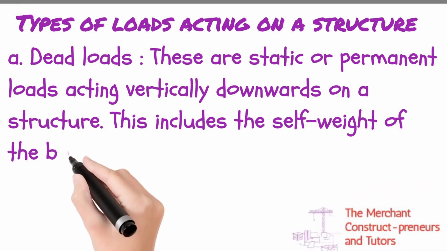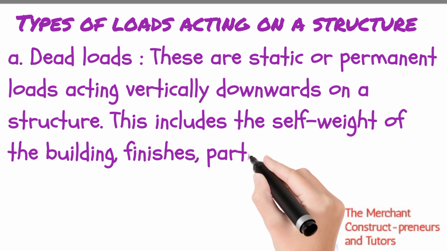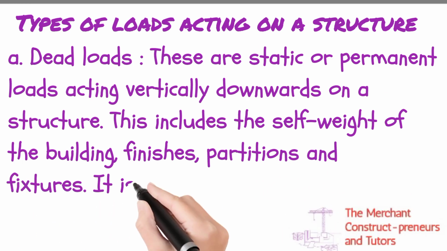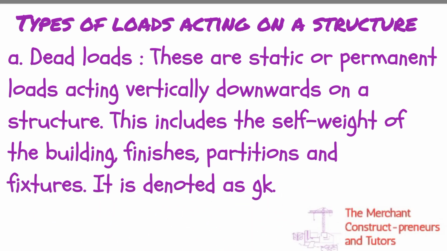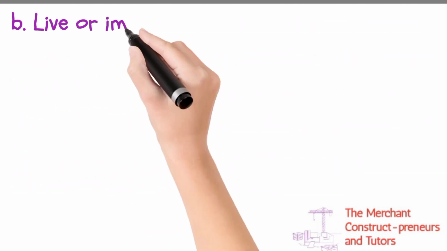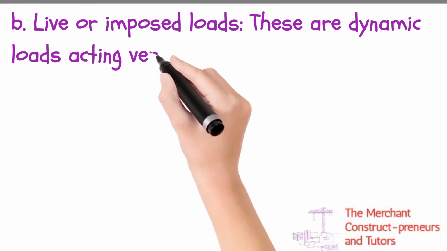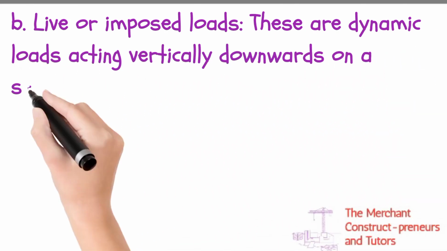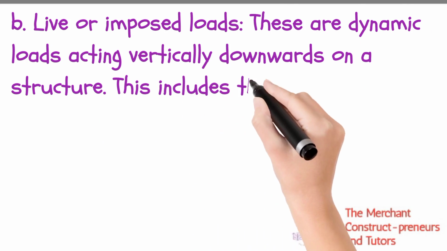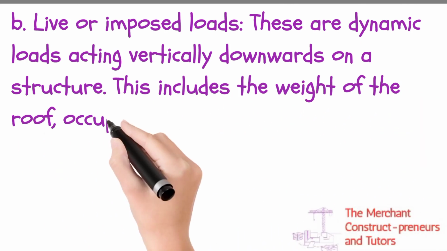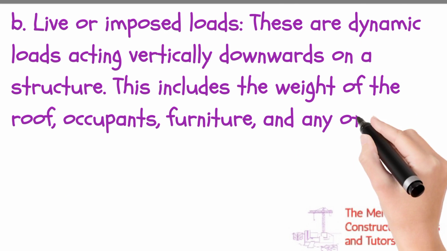Now the second type is live loads, or imposed loads. These are dynamic loads acting vertically downwards on the structure. This includes the weight of the roof, occupants, furniture, and any other movable items in the structure. It is denoted as QK. This one is talking about those that can be moved from one point to another. Those are live loads or imposed loads. You can move your machine, your refrigerator, from one point to another. If it's an office setting, you can move the photocopy machine from one point to another.